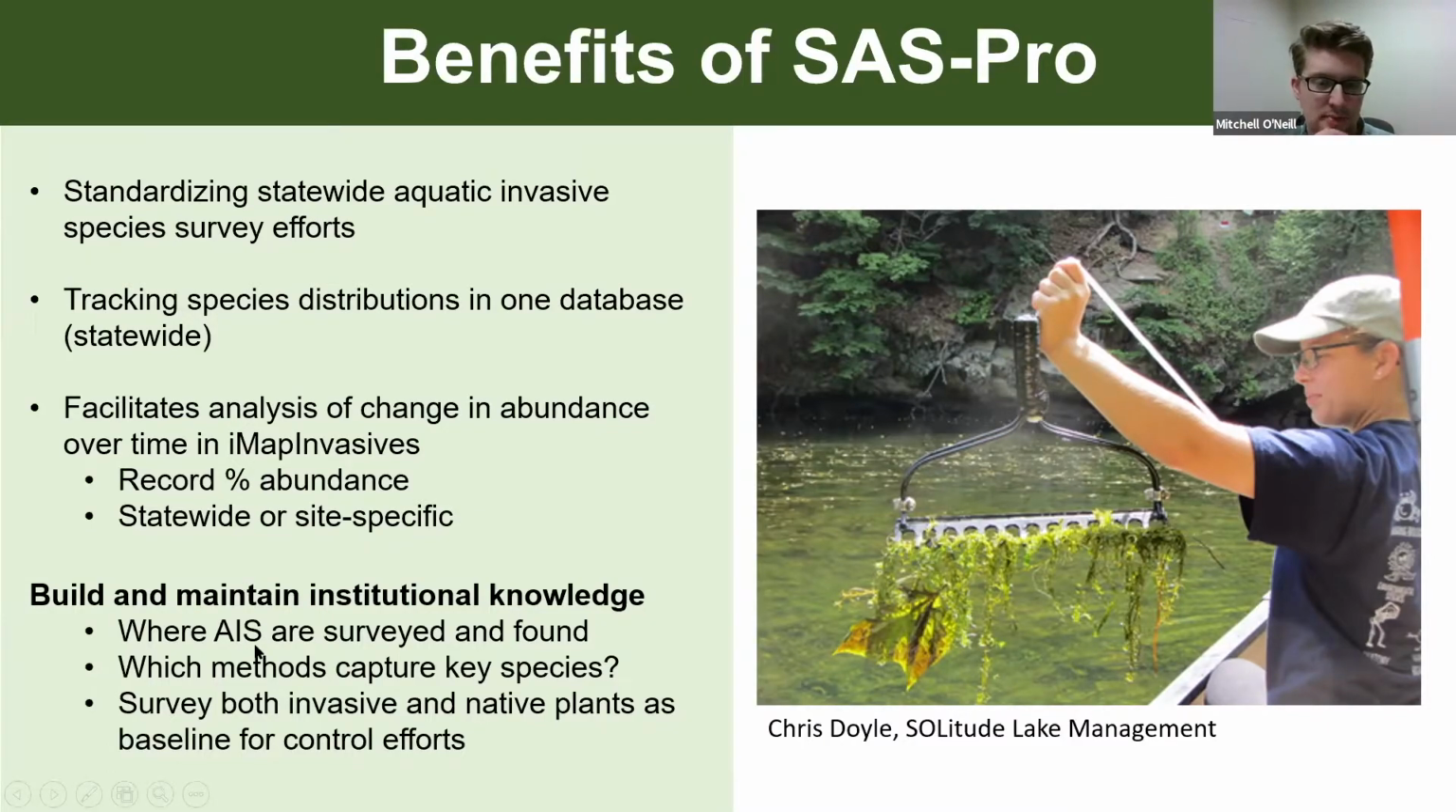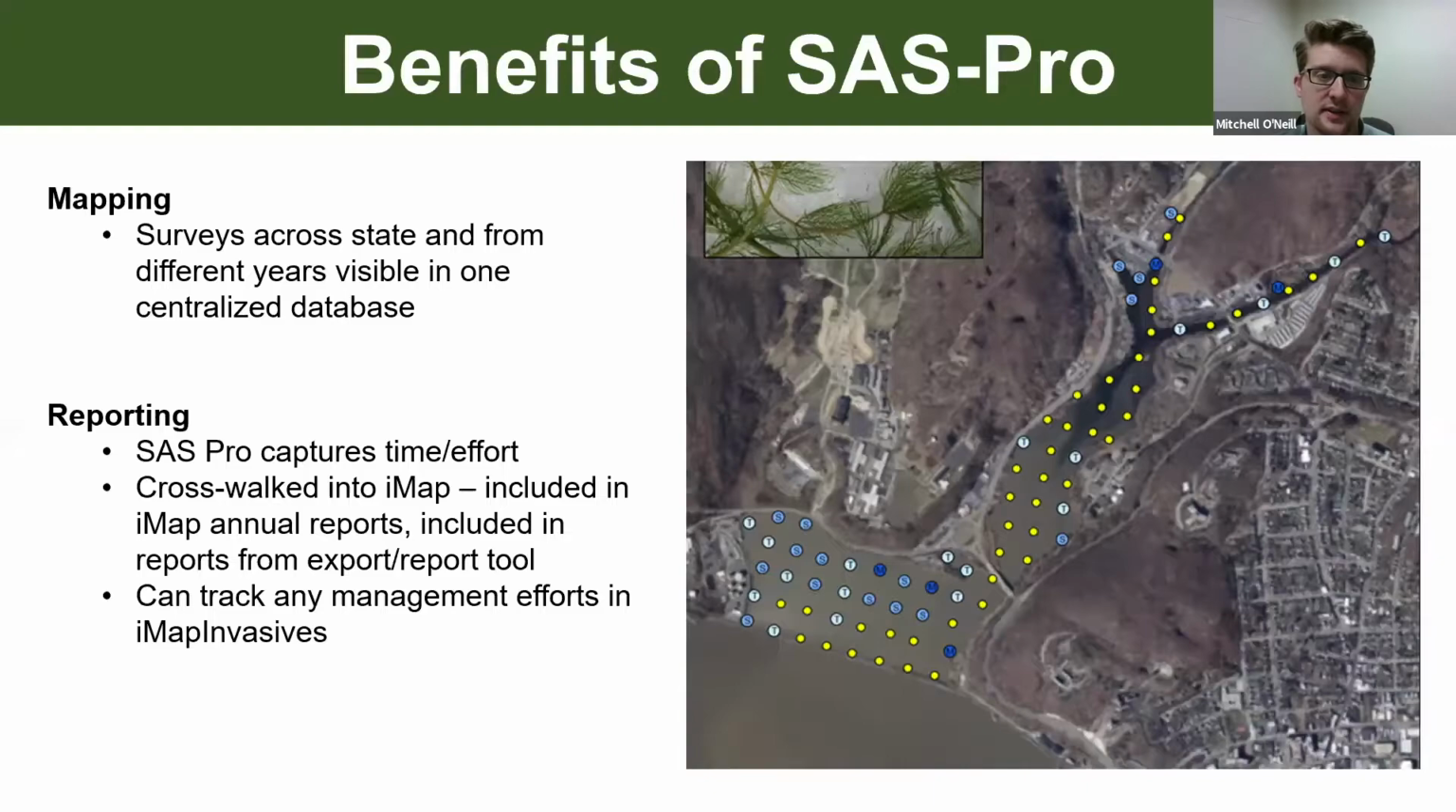And it will help build and maintain institutional knowledge. So which species are surveyed and found, which methods capture which species, so which species are detected in rake tosses versus other methods. And you get to survey both invasive and native plants, and that gives you a baseline so that if you do some control efforts, you can then assess the relative abundance of native and invasives after that and see what the effects were from that control effort or treatment effort.